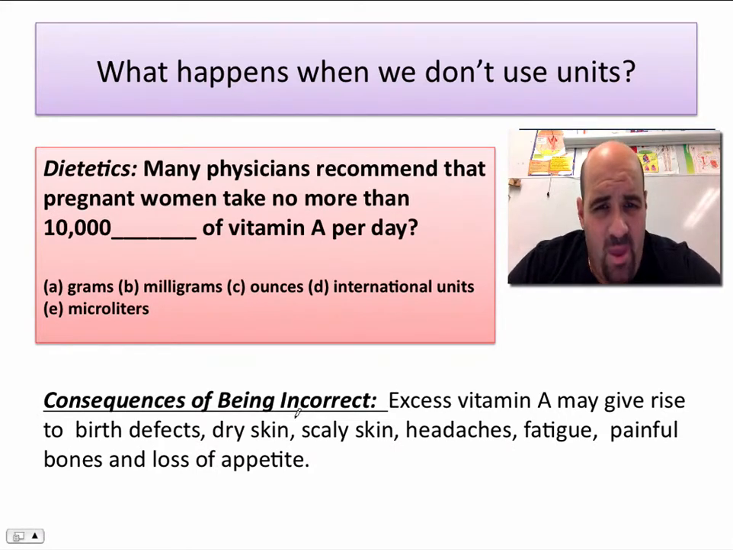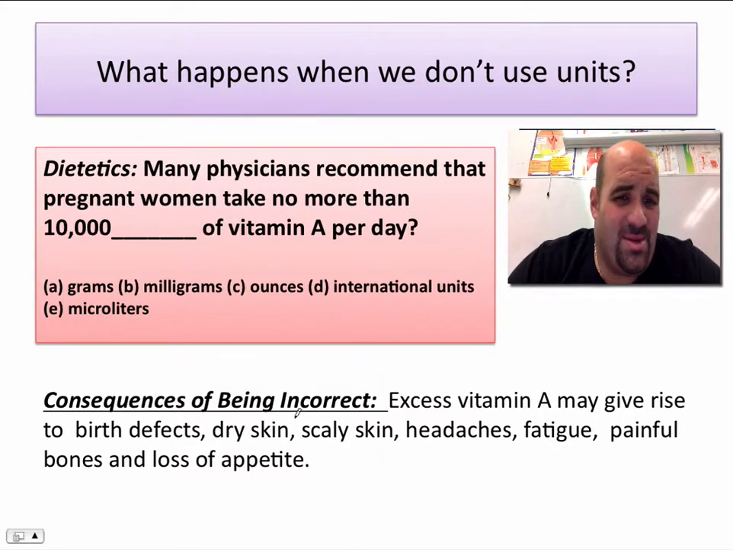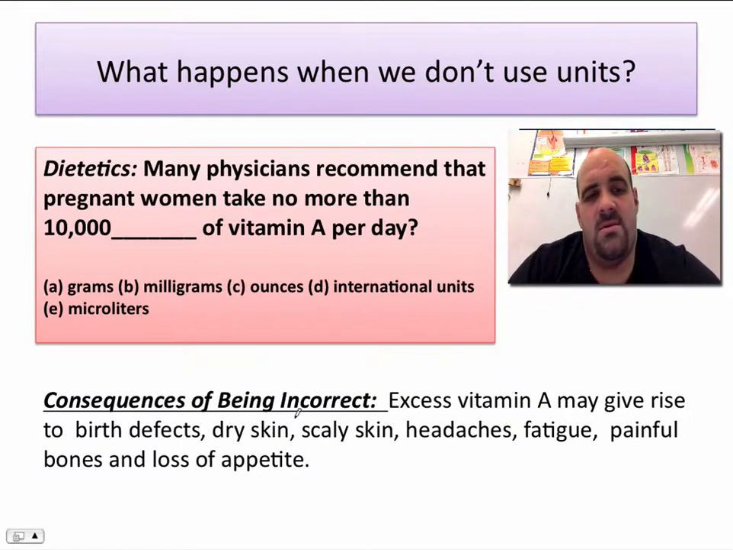Dietetics. Many physicians recommend that pregnant women take no more than 10,000 blank of vitamin A per day. So should they be taking no more than 10,000 grams, milligrams, ounces, international units, or microliters? Well, 10,000 grams is essentially 10 kilograms or 22 pounds. Is that a good recommendation? Don't take more than 22 pounds of vitamin.